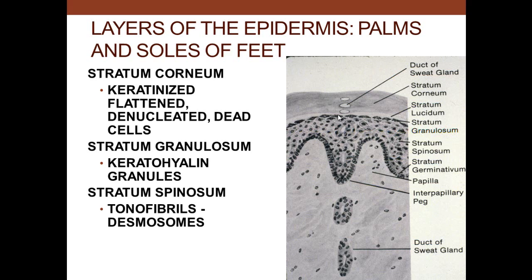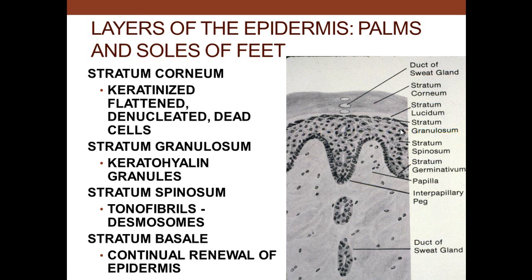And then you have the stratum spinosum, and that is this area right in through there, and you can see little spines, or they're really desmosomal connections, tonofilaments, or the intermediate filaments that attach to desmosomes. And so you can see those there, and we can see those in a minute.